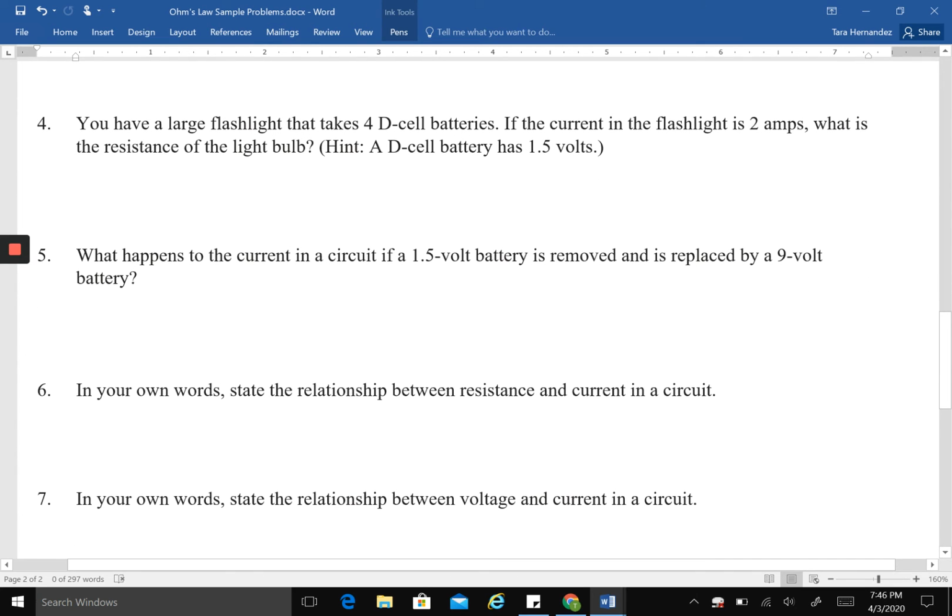You have a large flashlight that takes 4 D-cell batteries. So we have 4 D-cell batteries. Now it says a D-cell battery is 1.5 volts each. So my voltage or potential difference is 1.5 times 4, because I have 4 of them. So this is going to be 6 volts for my voltage. Now the current in the flashlight is 2 amperes, so current is the I, and it says what is the resistance? So we're looking for R.